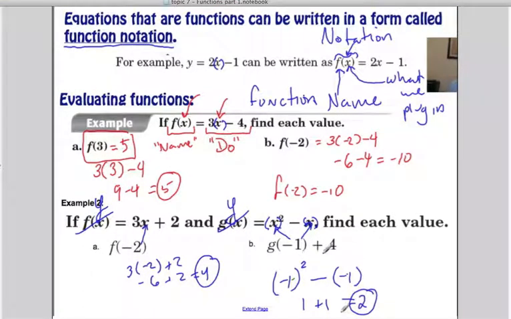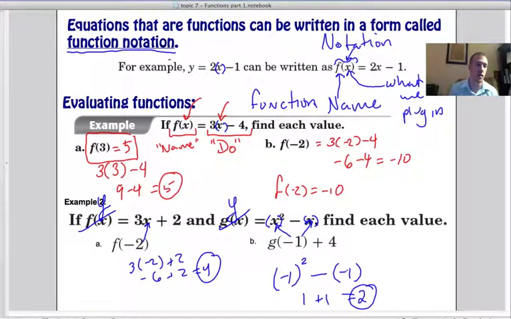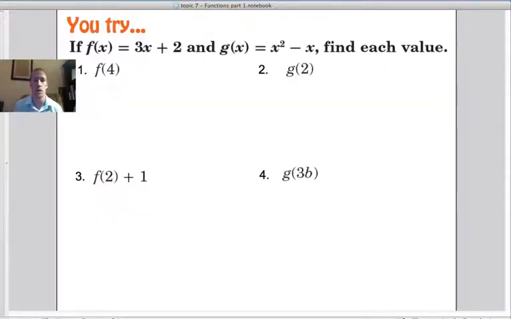Alright, and since we have to add 4, we have to have a plus 4 here. Since g of negative 1 is this part here, that equals 2, so g of negative 1 plus 4 means we add 4 to whatever that result was. That gives us a 6. That's our final answer.